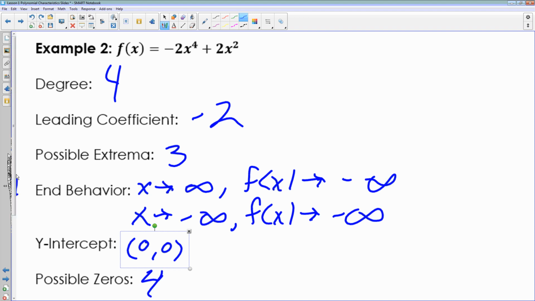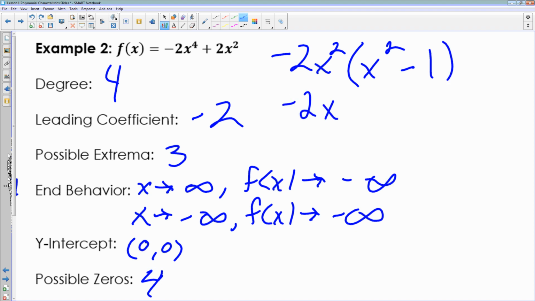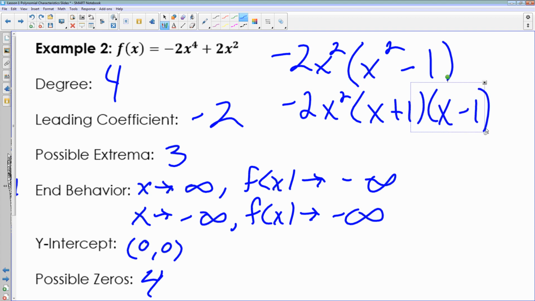Okay, and then my actual zeros, remember we figure that out by factoring. So I'm going to factor out a negative 2x squared. Remember to factor out a negative whenever you have a negative leading coefficient. Okay, and that's going to get me x squared minus 1. And then I can factor x squared minus 1 into x plus 1 and x minus 1. All right, so let's pause there for a moment.